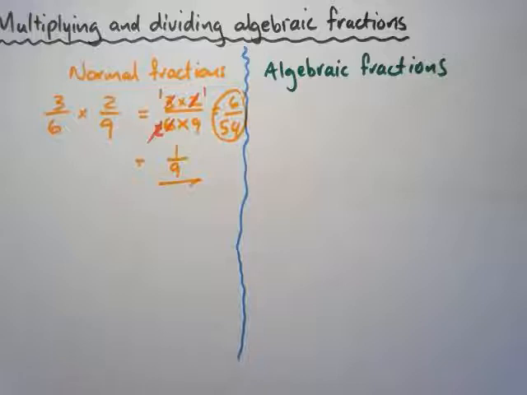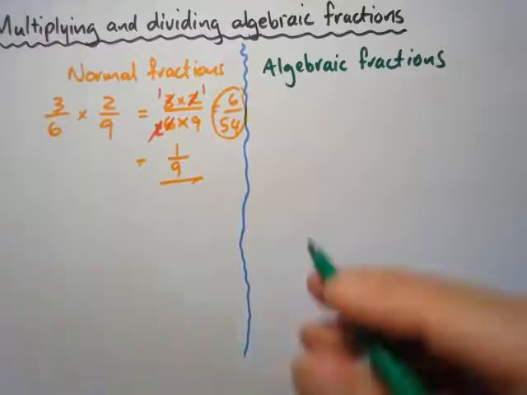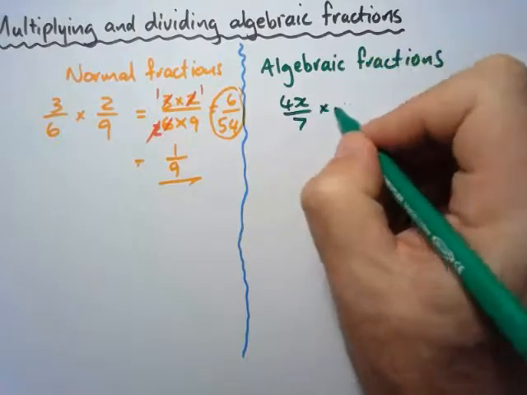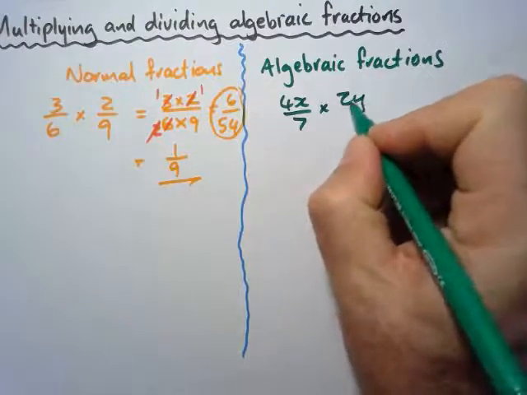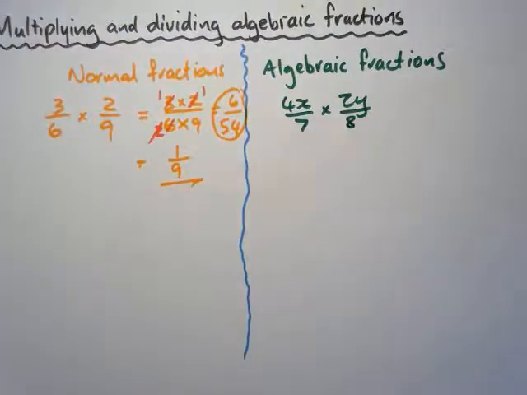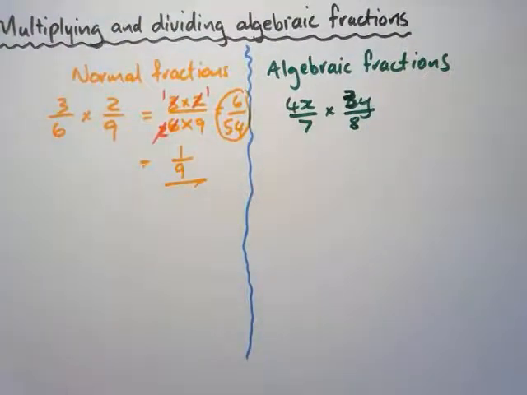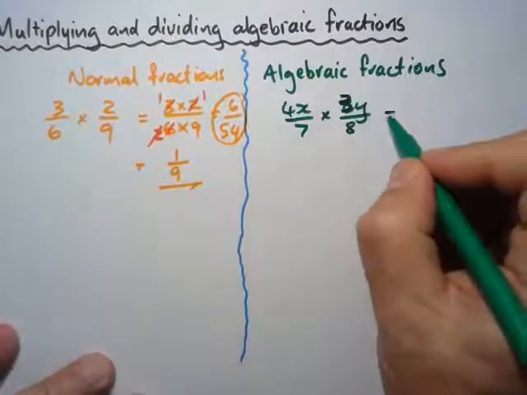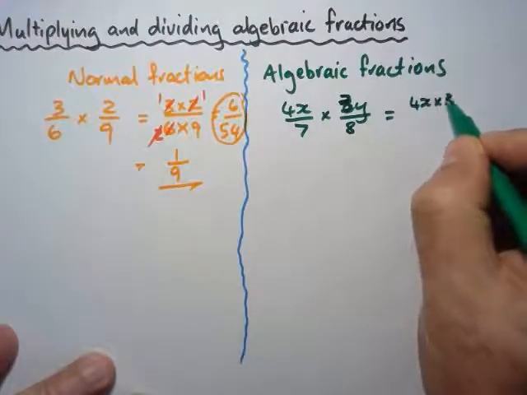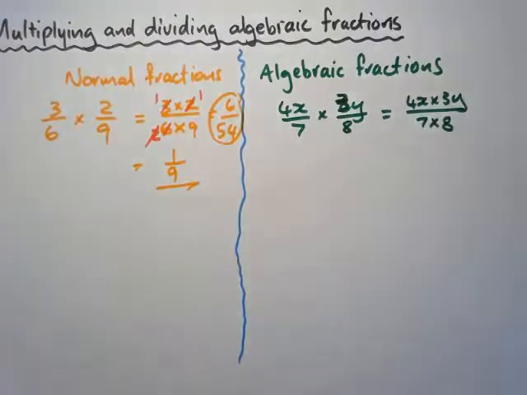Okay, so let's look at algebraic fractions. Algebraic fractions can be something like 4x over 7 multiplied by 2y over 8. Okay, what we're going to do now is, let's make that a 3. Ugliest 3 ever. That's 3y over 8. So this is actually going to be numerator with numerator, denominator with denominator. In other words, 4x times 3y over 7 times 8. But I'm going to simplify before I multiply.